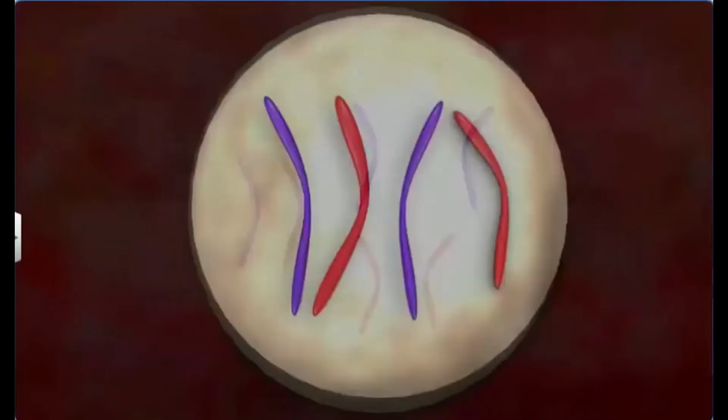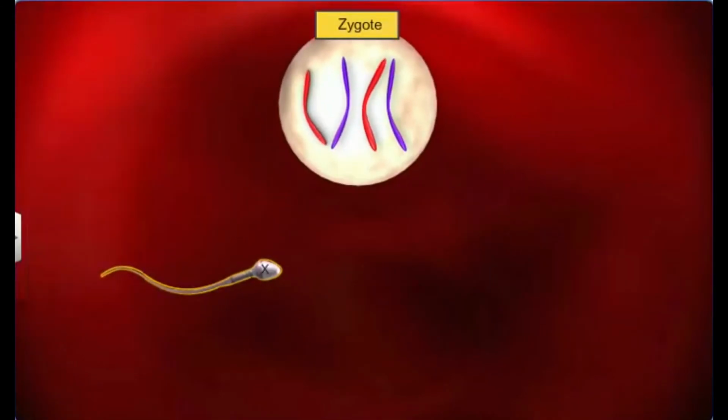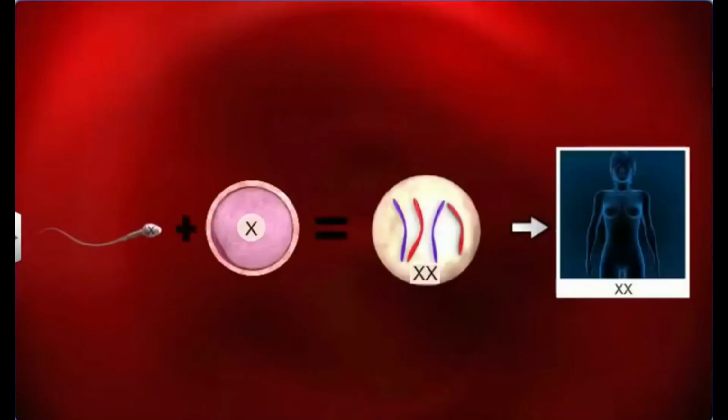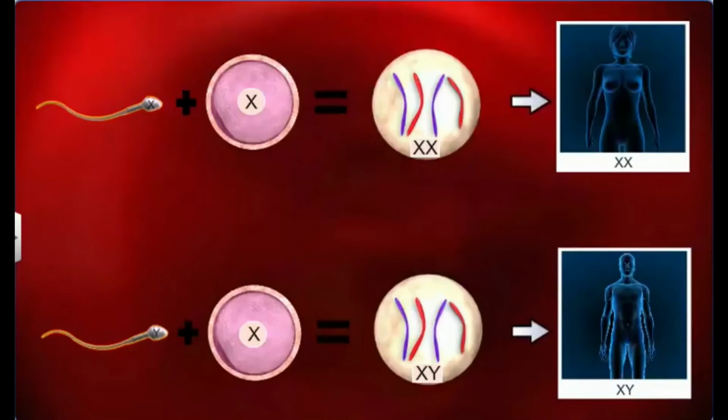Did you know that the sex of the zygote is decided at the time of fertilization? If the ovum is fertilized by a sperm containing the X chromosome, the resulting zygote contains XX chromosomes and could develop into a female. However, if a sperm containing Y chromosome fertilizes the ovum, the resultant XY zygote develops into a male. Thus, it is the sperm that decides the sex of the fetus and not the ovum.